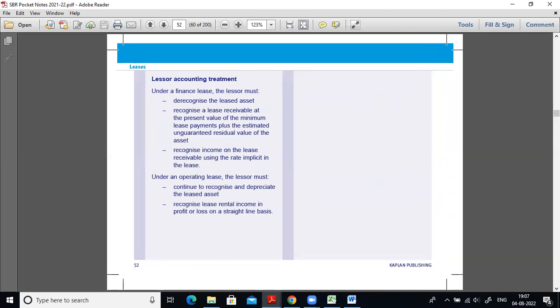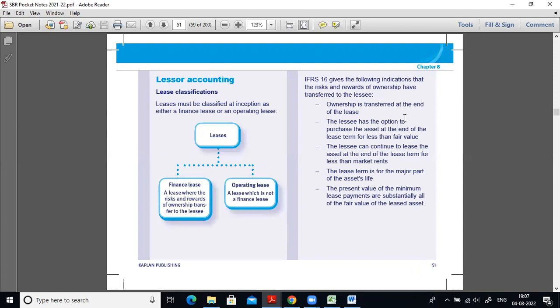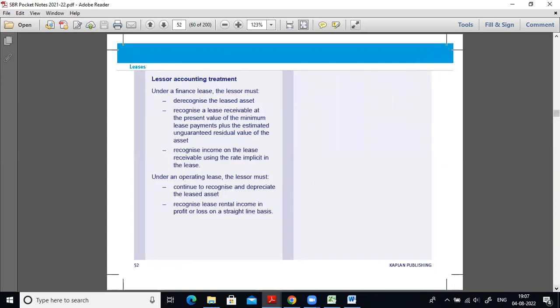Now these are the elements which we can consider for assuming that the risk and reward is transferred from the lessor to the lessee. Then lessor accounting treatment. Under a finance lease, how do we need to account? If it is a finance lease, the lessor must de-recognize the leased asset, because if the risk and reward is transferred, definitely you need to de-recognize the asset. So I hope the first one is clear.